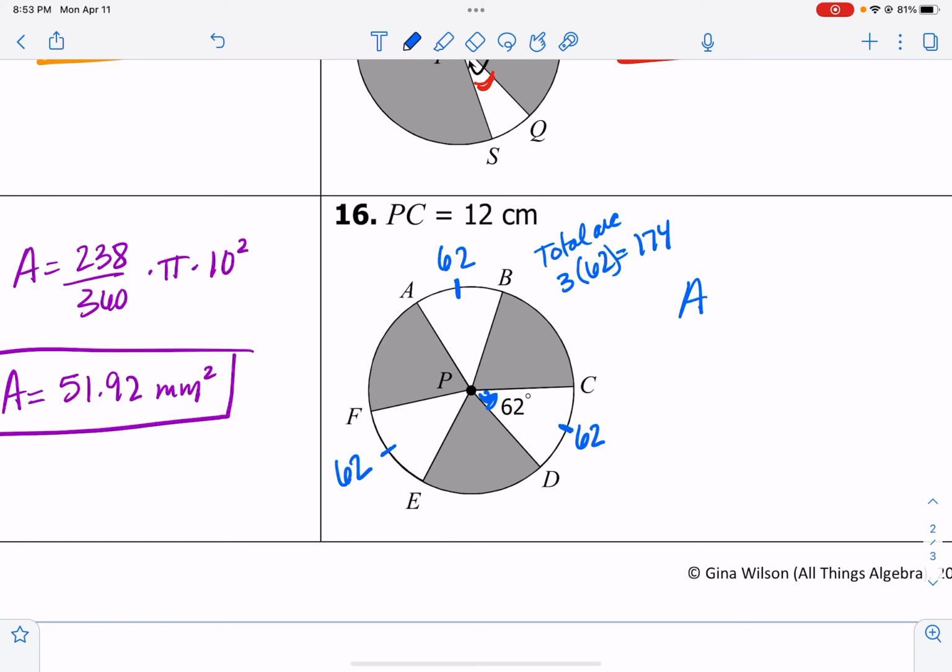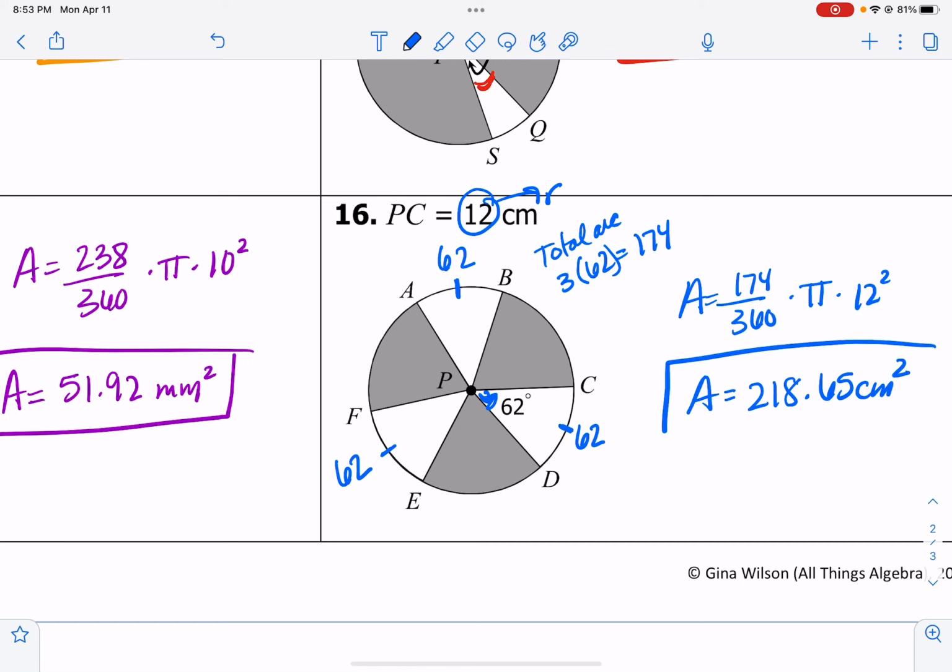So my area is 174 degrees out of 360 times pi times our radius 12 squared. So all in the calculator all at once, 218.65 centimeters squared.